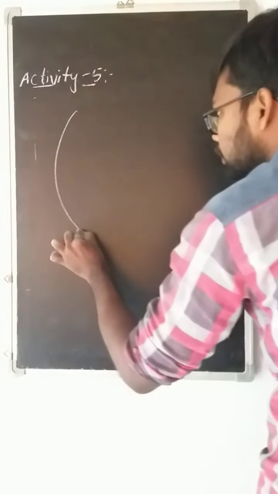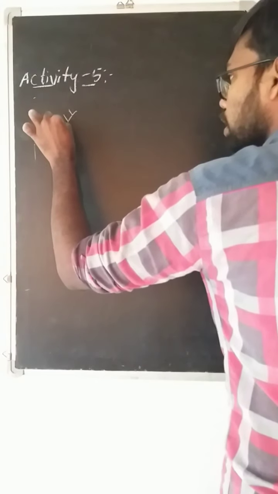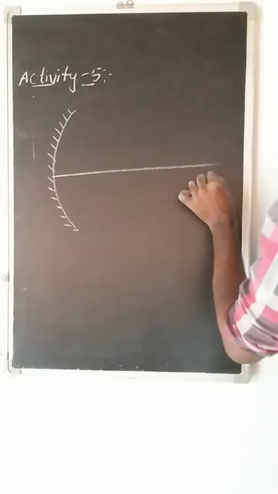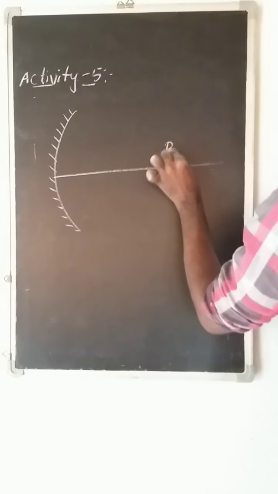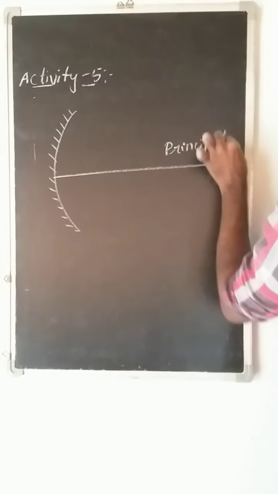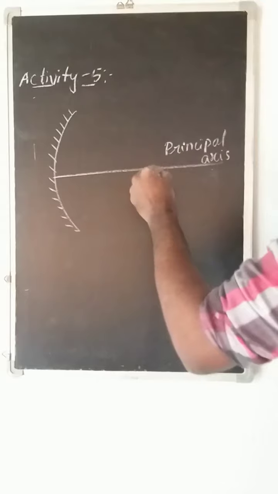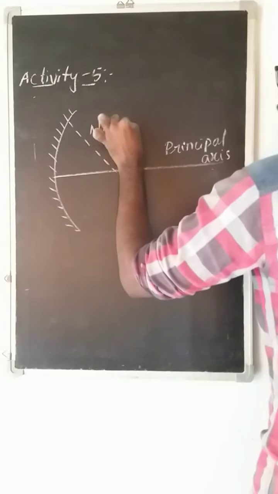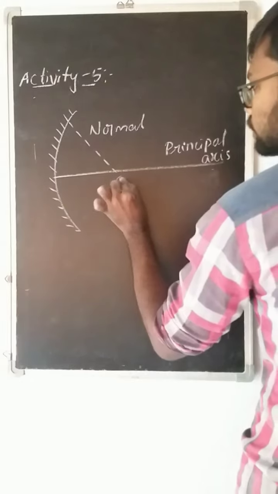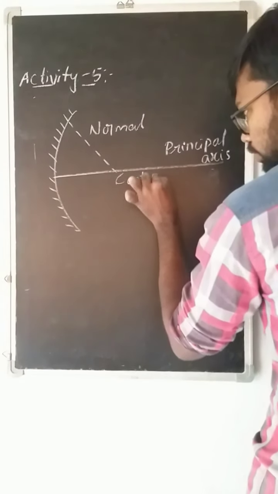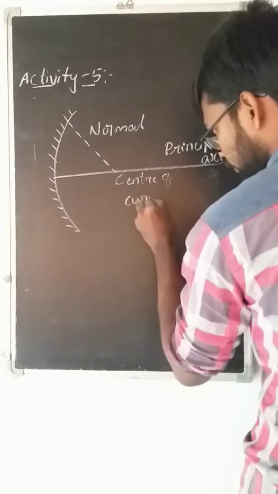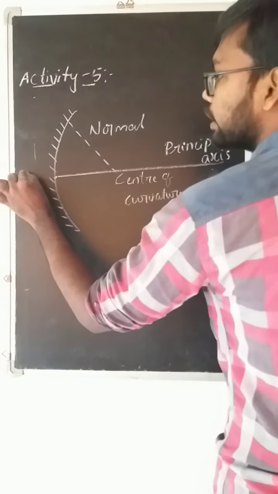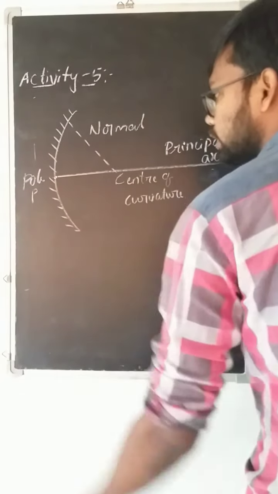if we draw a spherical mirror like this, this is the principal axis, and from here we draw a line that is the normal, and C is the center of curvature, and the center of the spherical mirror is known as the pole P.